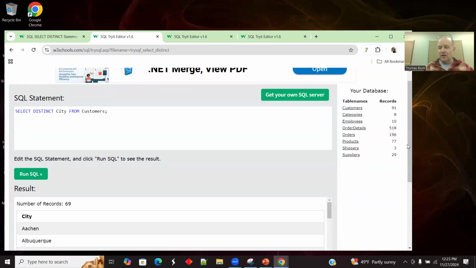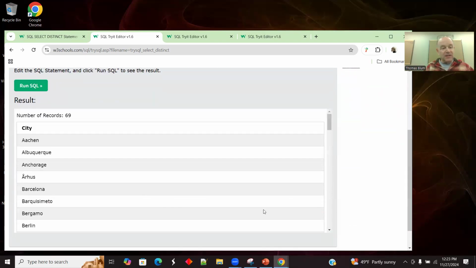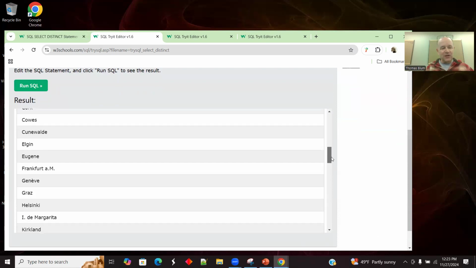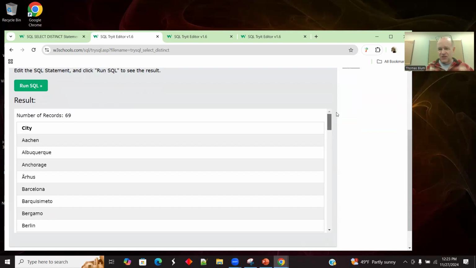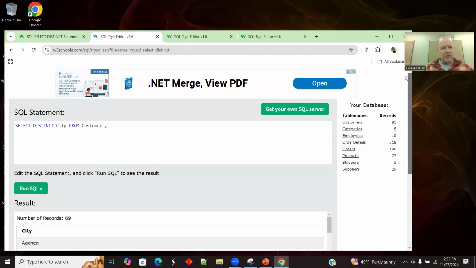69 cities. Some of these cities have multiple customers, and those can be counted, but that's a different query for another day. This is just saying, here's the list of distinct cities in which we have customers. Okay, so what other little things do we want to do in our simple one-table queries?